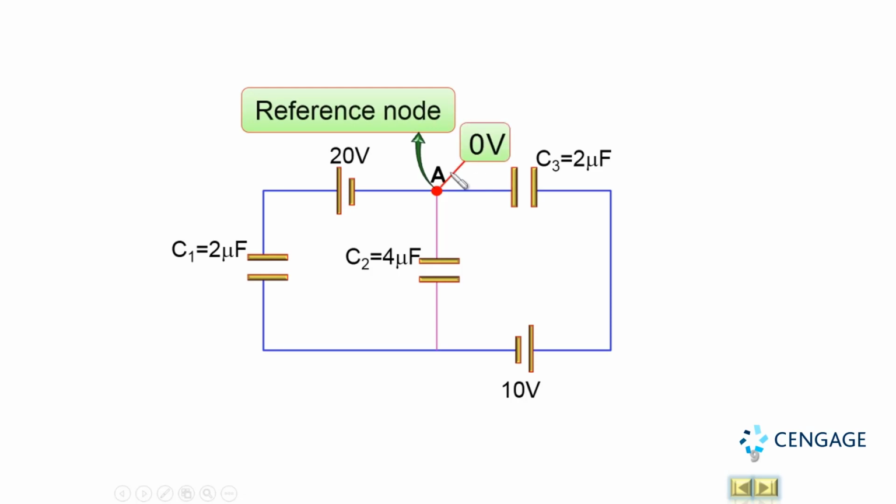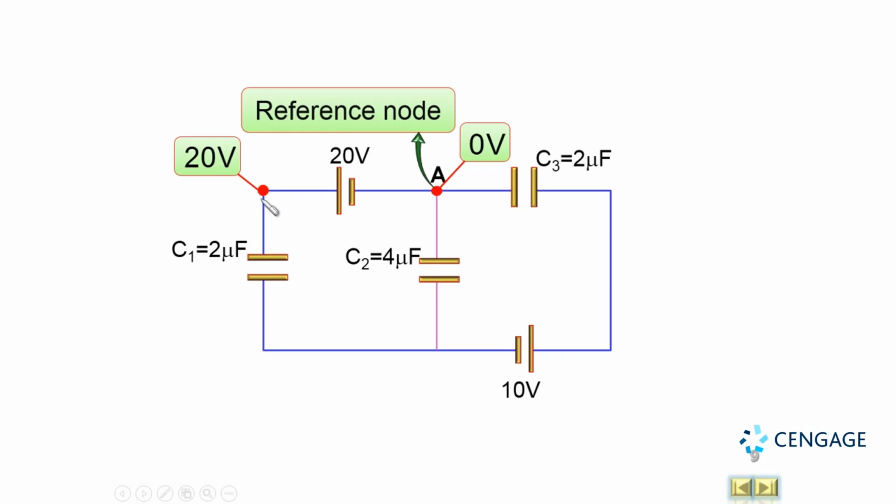Now we fix the potential of A. Now let us write the potentials of other points, keeping the potential of the reference node at 0 volt. If we observe, there is a battery of 20 volt; this is the negative plate, this is the positive plate, that is, the potential difference across this battery equals 20 volt. If we assume this as 0, that means we need to consider this point as 20 volt. So this point we need to write 20 volt.